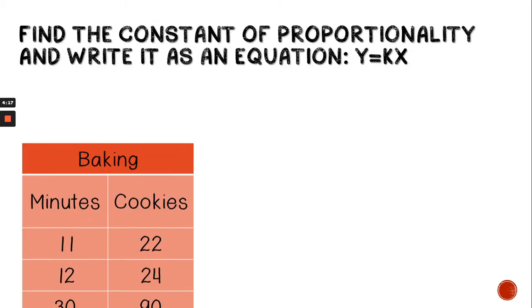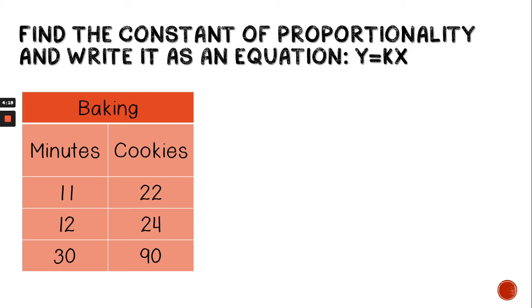So we're going to do another one where we have baking for minutes and cookies. So I'm still going to be dividing y by x. Remember, y is the right, x is the left. And I didn't want to put it every time because it's not always the case. It's not always going to show you.